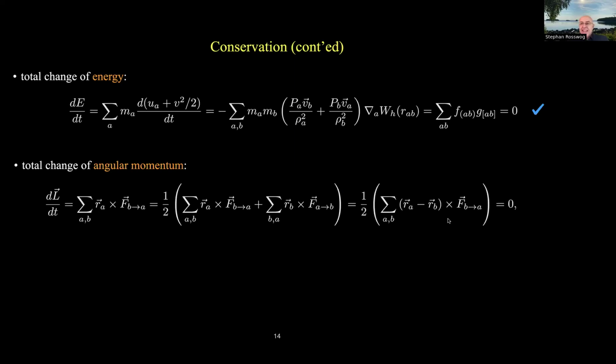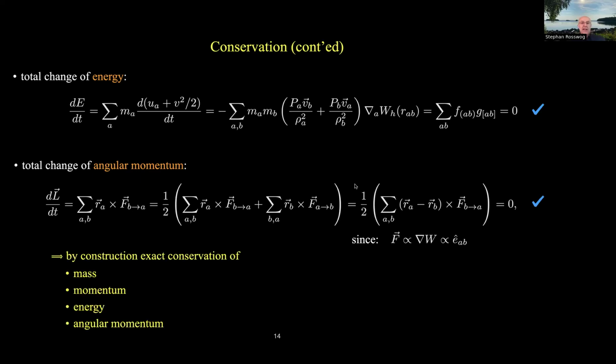And then what we will use here is what we had seen also before, because we have these radial kernels, the force is proportional to the kernel gradient, and the kernel gradient points in the direction of the line connecting the two particles. And then this cross product gives you zero. So you have also exact conservation of angular momentum. And this is then a very simple way, and historically, I think it's the first one, to have exact conservation of mass, momentum, energy, and angular momentum.